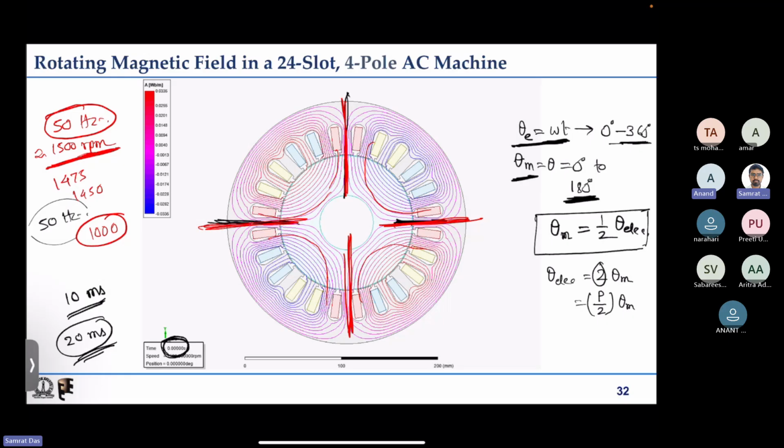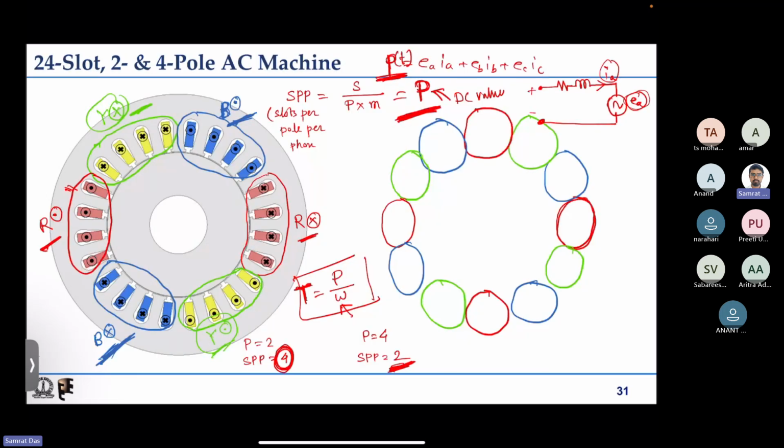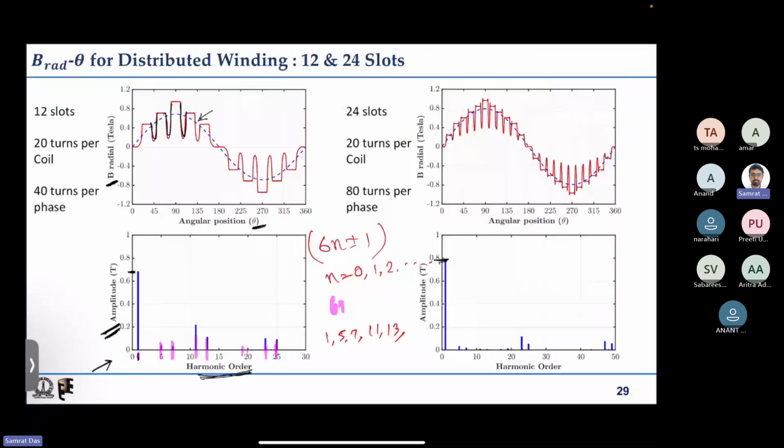Now, from my winding configuration, how will I identify that this is a four pole and that is a two pole? From the winding point of view, most machines have colored insulation tapes on the machine windings, at least on the end windings. By end winding I mean this part, where you can tell the 4 pole from the 2 pole.